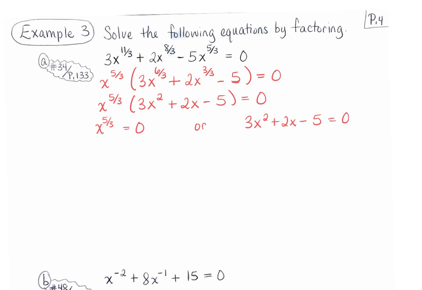Here, we want our exponent on x to be 1 because we're solving. So that means if we have x to the 5/3, we need to raise that to the 3/5 so we can have a power of 1 here. Equals 0 to the 3/5, but that's just 0. So we have x is equal to 0.